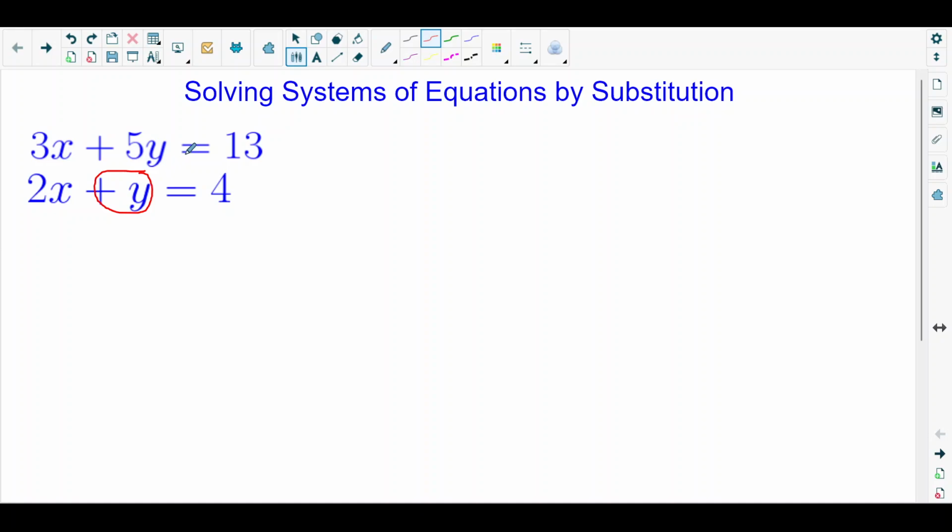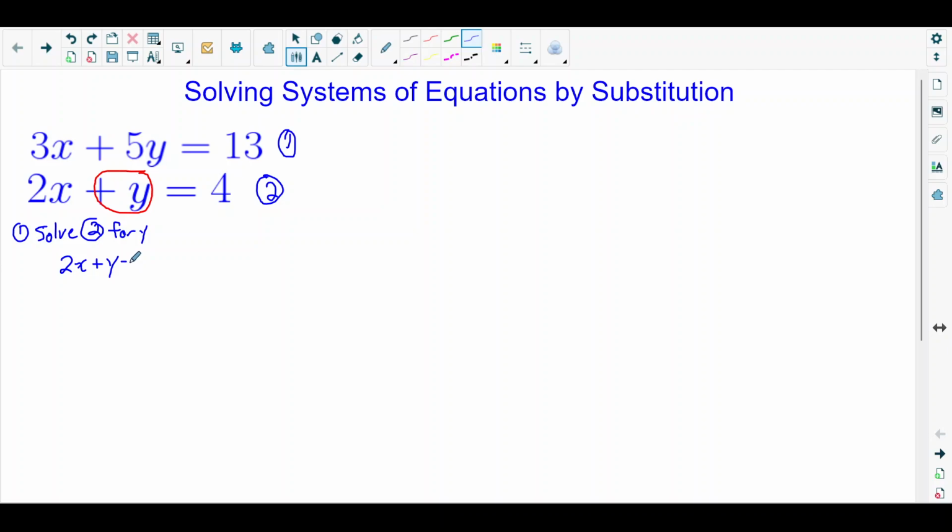So in this case, it's probably easiest to solve equation number 2 for y. I'll label these equations, we'll call this number 1 and this number 2. So this will be step number 1. We're going to solve equation number 2 for y. So here's our equation, 2x + y = 4.